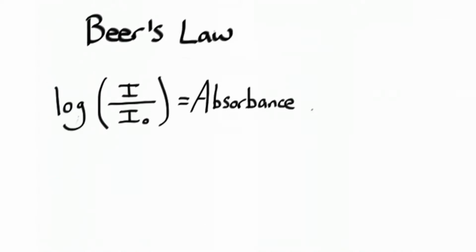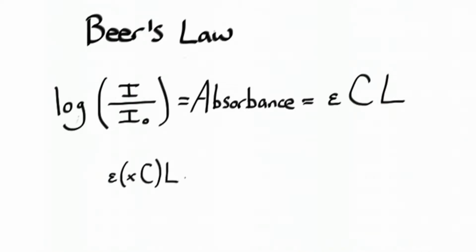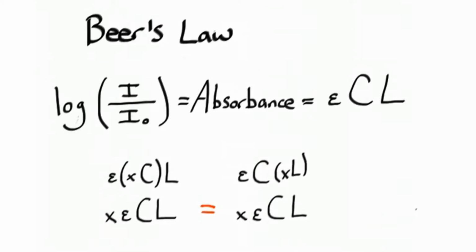The absorbance is also equal to epsilon C L, where epsilon is the molar absorptivity constant for the substance of interest, in our case glucose. C is the concentration of the substance, and L is the path length through the sample. Looking at this form of the equation, you can see that changes in concentration and changes in path length are indistinguishable in the overall absorbance of the sample. Increasing the concentration by x compared to increasing the path length by x results in the same increase in absorbance.